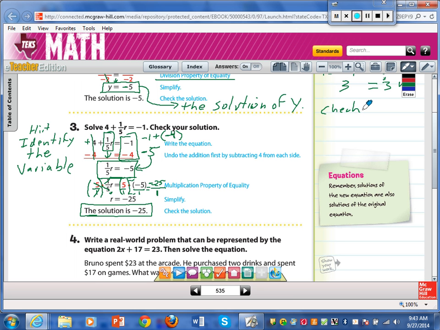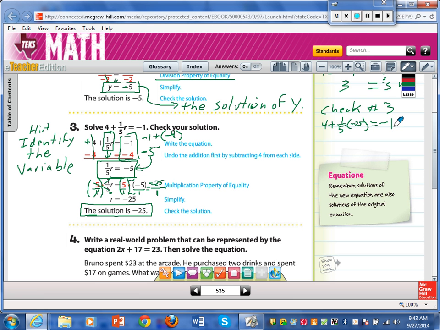Check. Let's put here example number 3. Then we rewrite the equation 4 plus 1/5, but instead of r, now I'm going to put negative 25 times negative 25 equals negative 1.